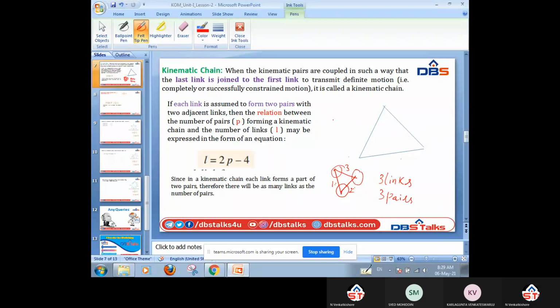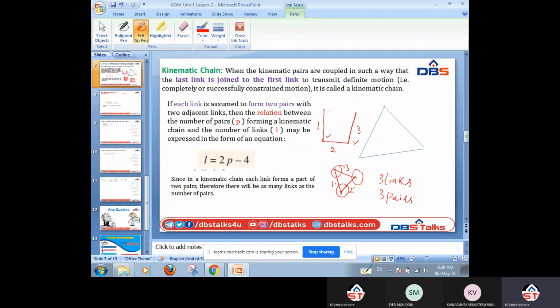One more thing. Suppose the link 1 and link 2 and link 3. This is 1, this is 2, this is 3. This is a kinematic pair. Since 1 and 2 are connected, one pair, 2 and 3 are connected, one more pair. But it is not a chain.